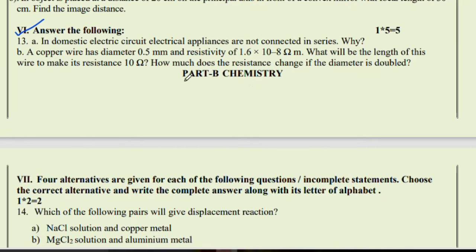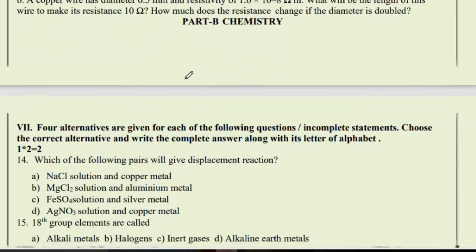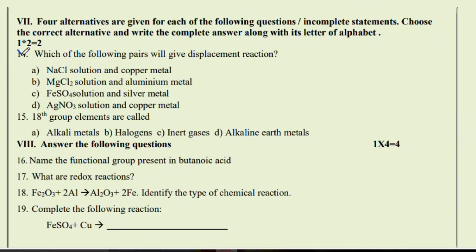Next, the chemistry part, Part B. Here there are multiple choice questions. Question number 14, which of the following pairs will give displacement reaction? The answer is option D, AgNO3 solution and copper. This is a displacement reaction. Next, 18th group elements are also called what? We call them inert gases, noble gases, zero group elements.